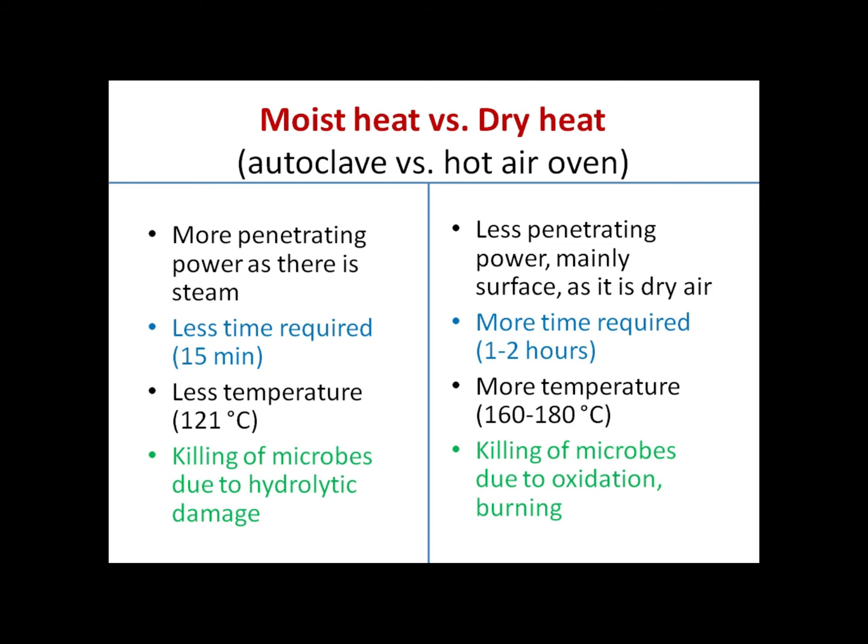The temperature required for sterilization in moist heat or the autoclave is 121 degrees Celsius, whereas that in the hot air oven is 160 to 180 degrees Celsius. In the autoclave, killing of microbes occurs due to hydrolytic damage of the microbes, whereas in the hot air oven, killing of microbes occurs due to oxidation or burning of microbes.